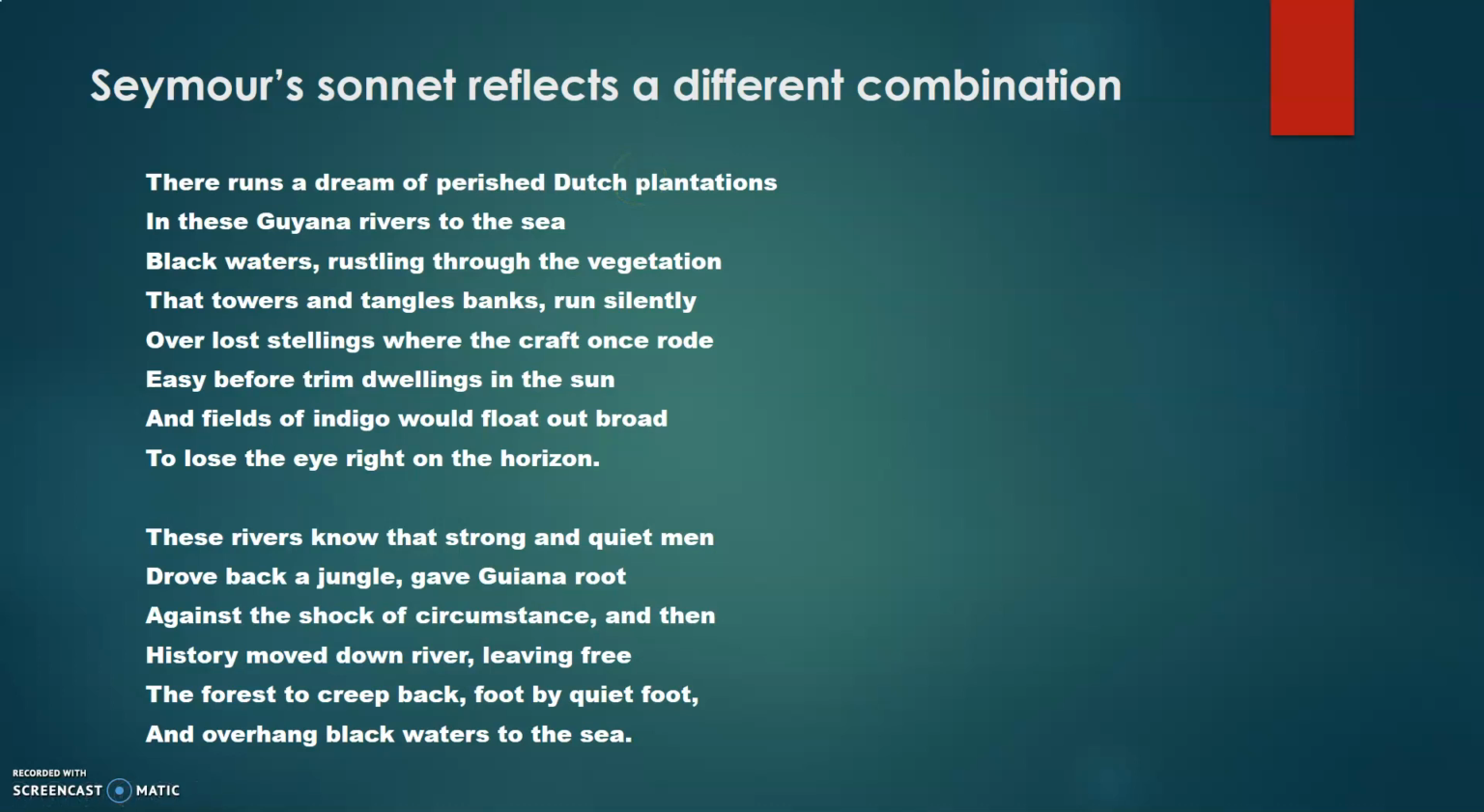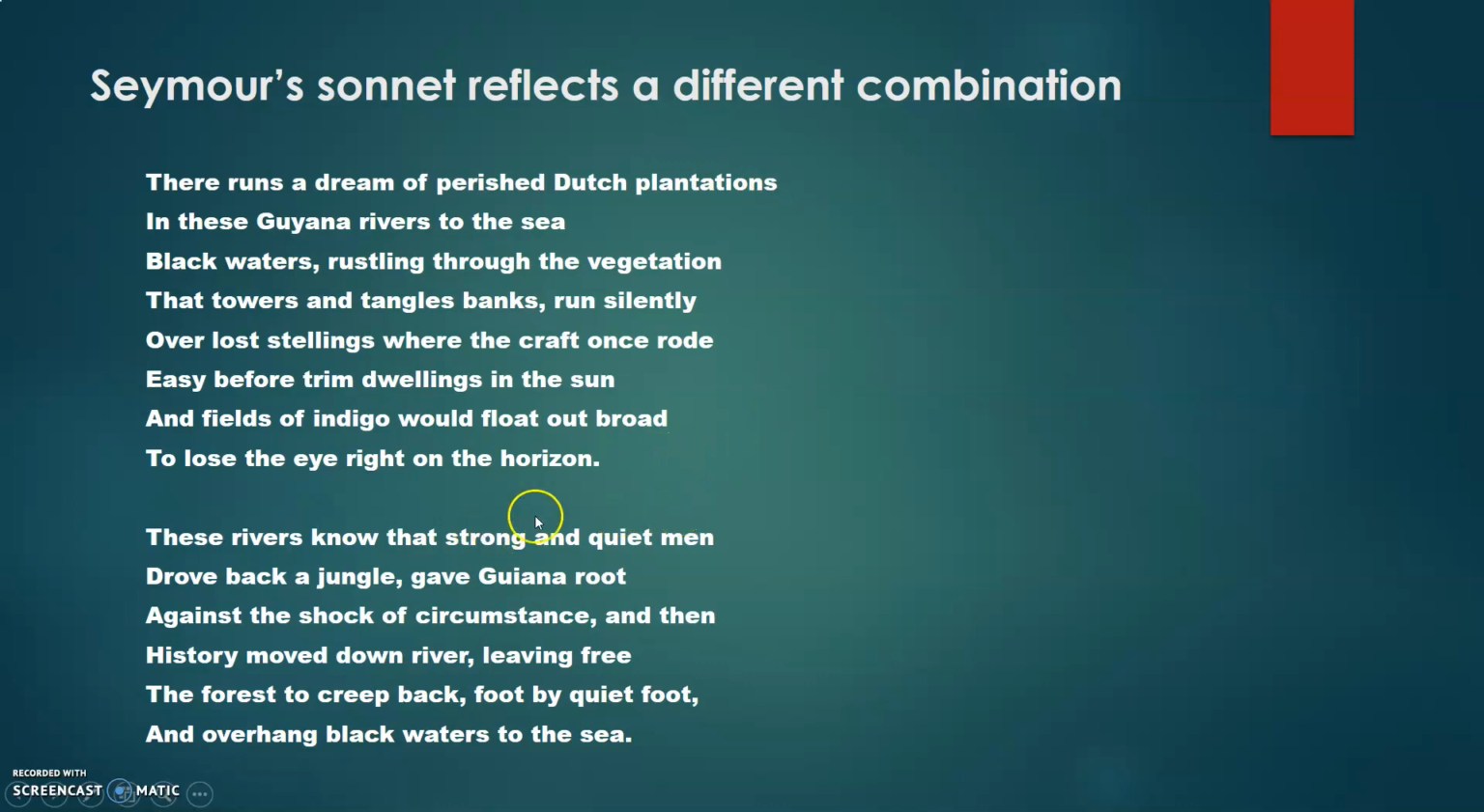And whether it's a good thing or a bad thing, you'll have to decide when you're writing your essay. But within the first eight lines, in the first octave, you get a stark contrast of nature versus human effort at settling. So the images of human settlement, lost stellings, trim dwellings, fields of indigo. And so you get a sense of the efforts made by man to tame the environment. And that is delivered in the octave.